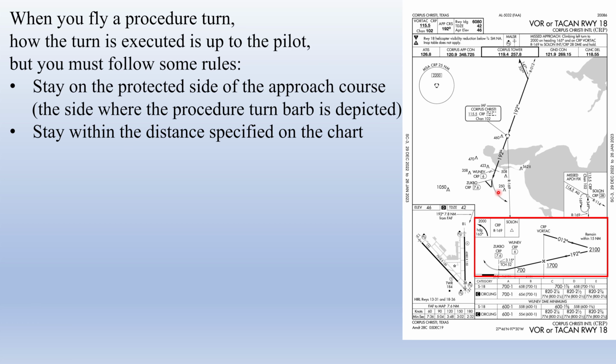So again, in the example of our Corpus Christi approach, we'll notice in the profile view, the fix that's in the middle of the profile view is the Corpus Christi VORTAC, or the VOR TACAN. So that is where our distance is measured from, and you can see over to the far right here, which is almost always where these distances are listed, it says remain within 15 nautical miles. So in this particular approach, anytime we're maneuvering to do any sort of procedure turn, regardless of how we do the procedure turn, we need to stay within 15 nautical miles while we're doing that procedure turn.